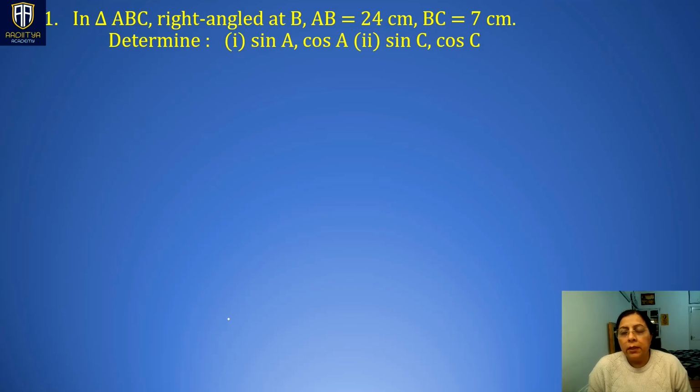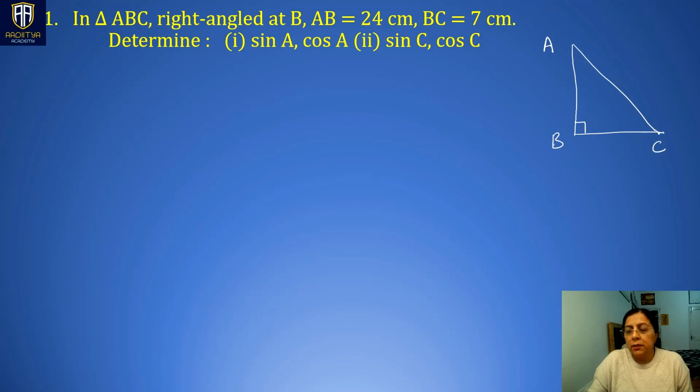In triangle ABC, right angled at B. So let us first make a right angled triangle. It is right angled at B. So I am keeping B as right angle and A and C as acute angles of this triangle. The sides of this triangle are given as AB is 24 centimeter, BC is 7 centimeter. So then we have to find the values of sine A, cos A and sine C, cos C.